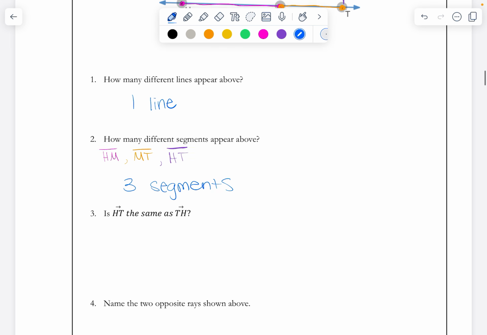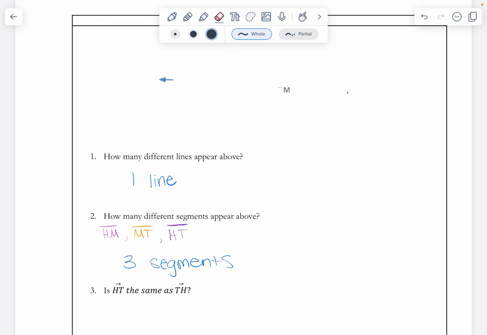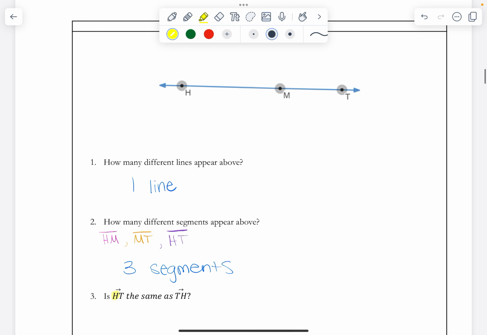Okay. Number 3 is ray HT, the same as ray TH. Okay, let's talk about that. So if we go back up to the picture here, I'm going to erase my markings. Ray HT. Remember when we're naming a ray, it has to name the endpoint first. So H is going to be the endpoint of ray HT. So on our diagram, we are going to have a point on H, and our ray is going to go towards T forever in that direction.